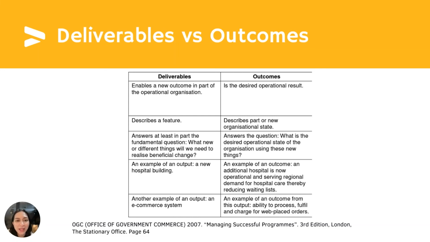Like my example previously, an output may be a new hospital building, and the outcome is that since you have a new hospital building, it is operational and serving regional demand for hospital care, and you reduce the waiting lists. Another example is you have an e-commerce system. The outcome is efficient delivery of services.